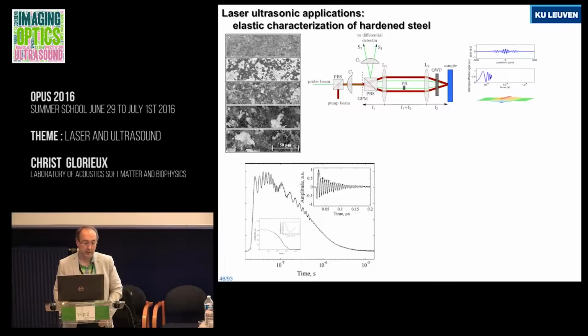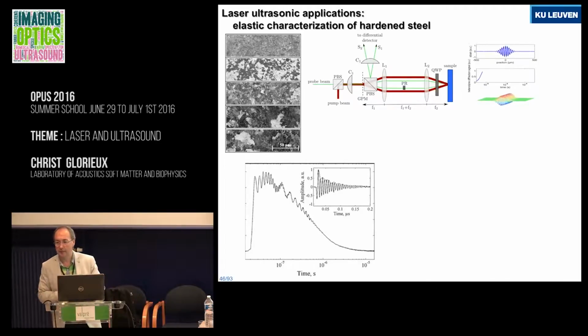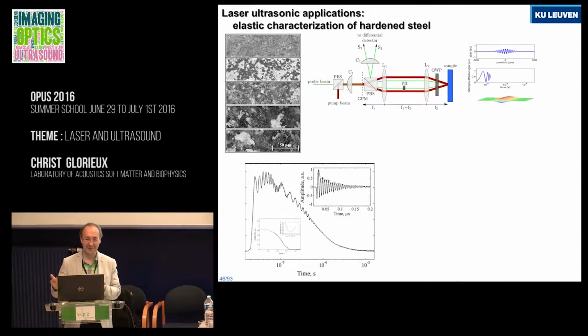For example, steel. If you harden steel, make it harder, for example for the gearbox of the car, Renault, Peugeot, Citroën in France, what you do is you heat up the steel and then cool it quickly, and you have a change of microstructure. The finer the grains, the harder the steel gets. So there's a link between the size of the grains and the hardness, which is interesting for industry.